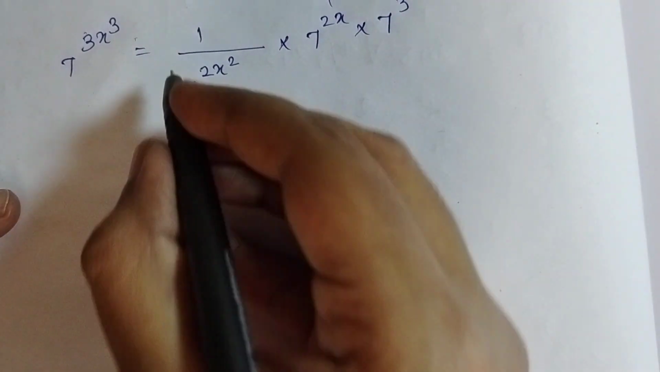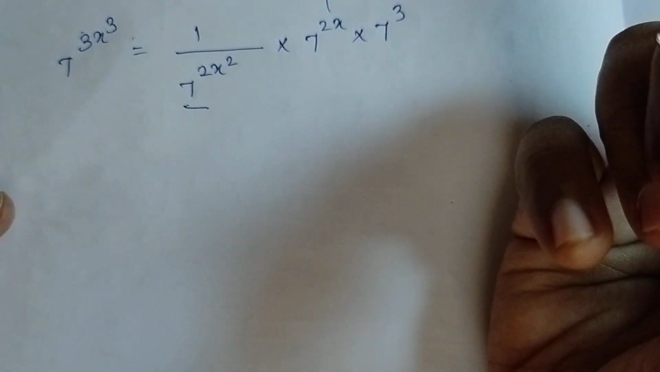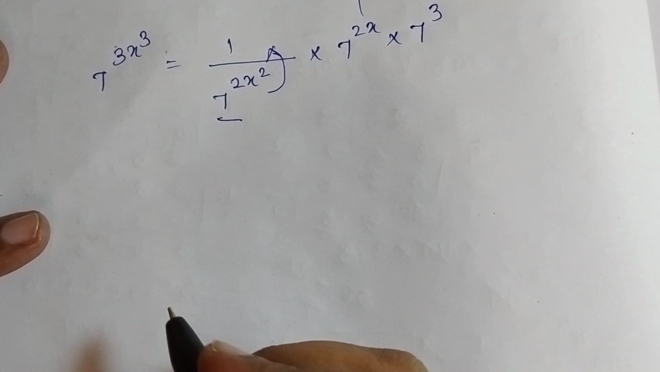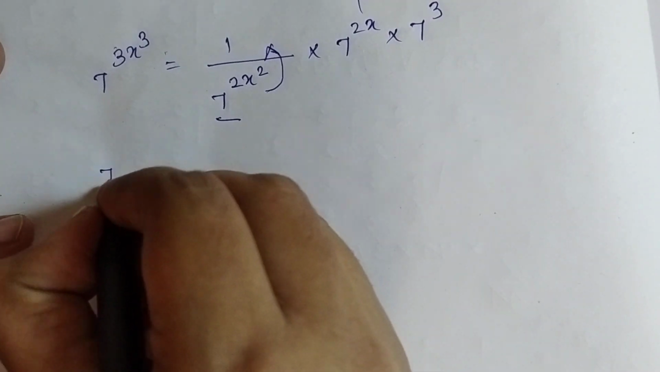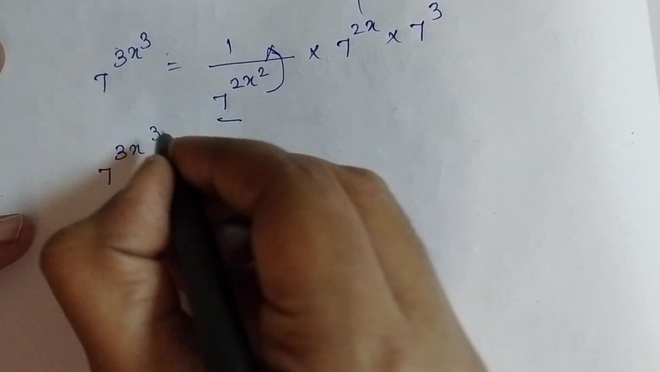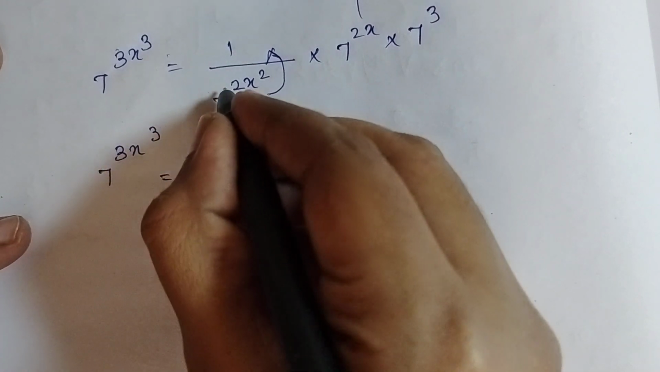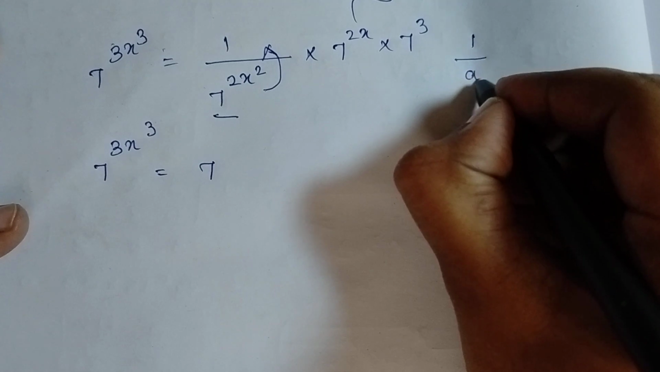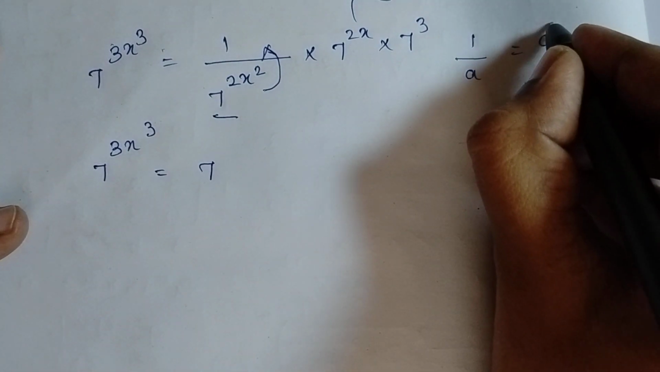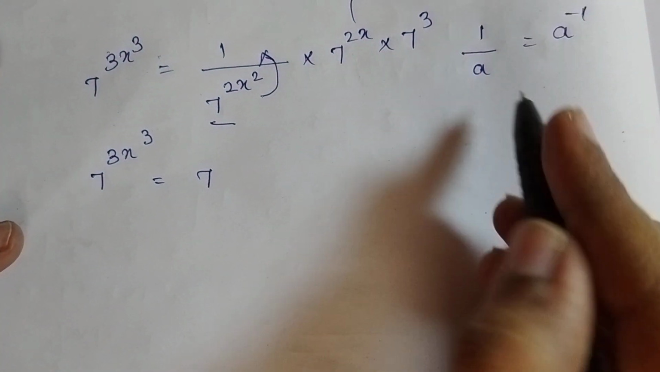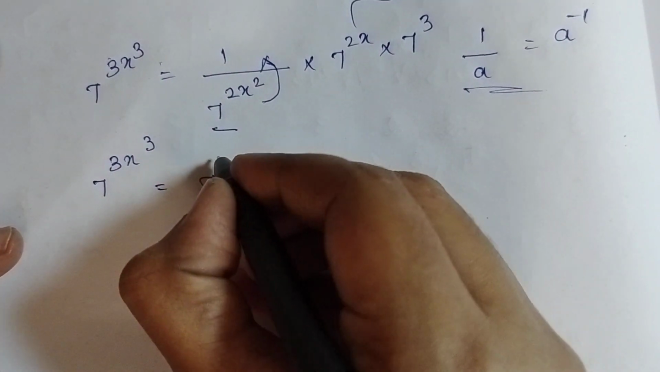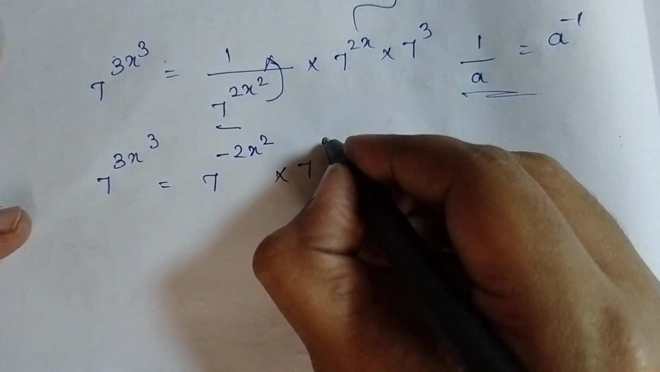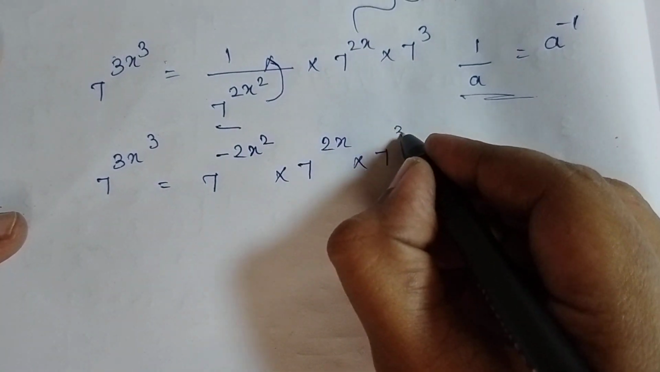So now I'm going to shift this denominator term towards the numerator. Therefore this becomes 7 power 3x cube, which is equal to 7 power, this becomes minus. We know that 1 by a can be written as a power minus 1. So just apply this rule here. Therefore minus 2x square into 7 power 2x into 7 cube.